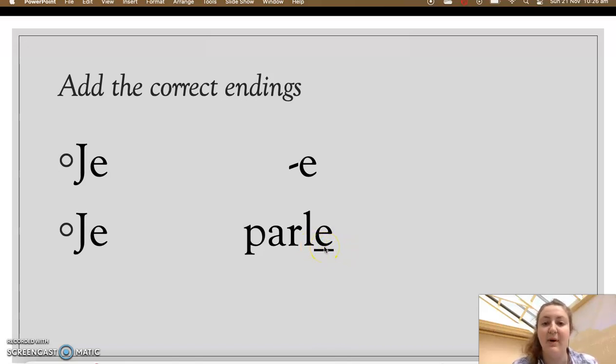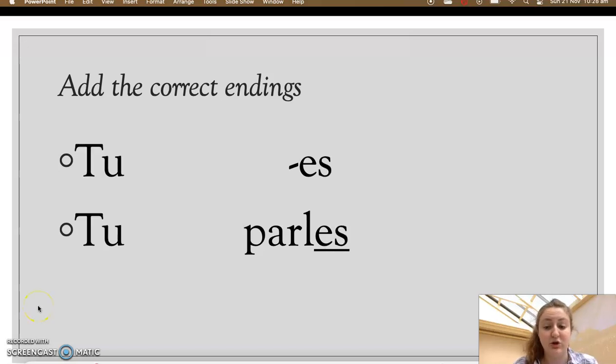So je parle. Now we've looked at je, we're going to look at how we conjugate an ER verb with the tu form. So with tu, what we do is we add es on the end. So it'll be tu parles. See here again what we've done is we've used our stem of P-A-R-L and then we've added es to go with tu.